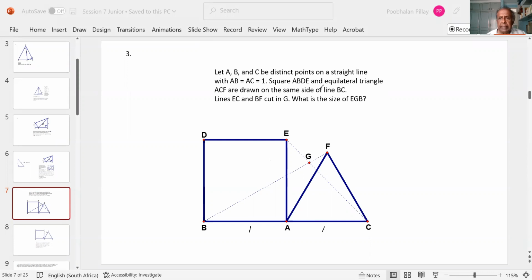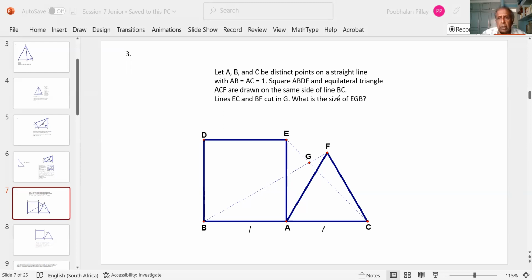The square ABCD, so this is a square. That's very important. Just remember that in a square all the angles are 90 degrees and all the sides are equal. Bear that in the back of your head. It's also said there's an equilateral triangle ACF. So this triangle here is equilateral. I told you earlier that means all the sides are equal and all the angles are equal to 60 degrees.